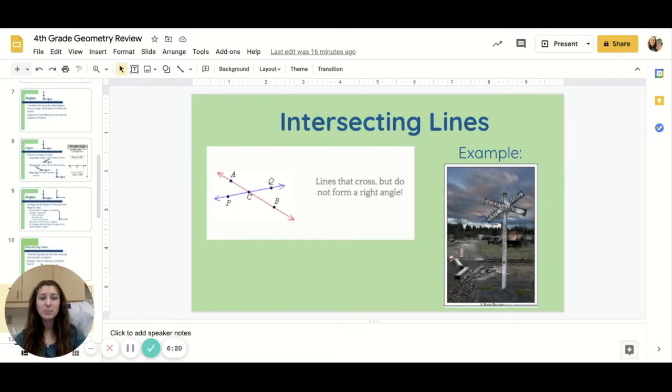Intersecting lines are lines that cross, but they do not form a right angle. So they cross, but there's no right angle. And we have an example over here of a railroad crossing sign shown.